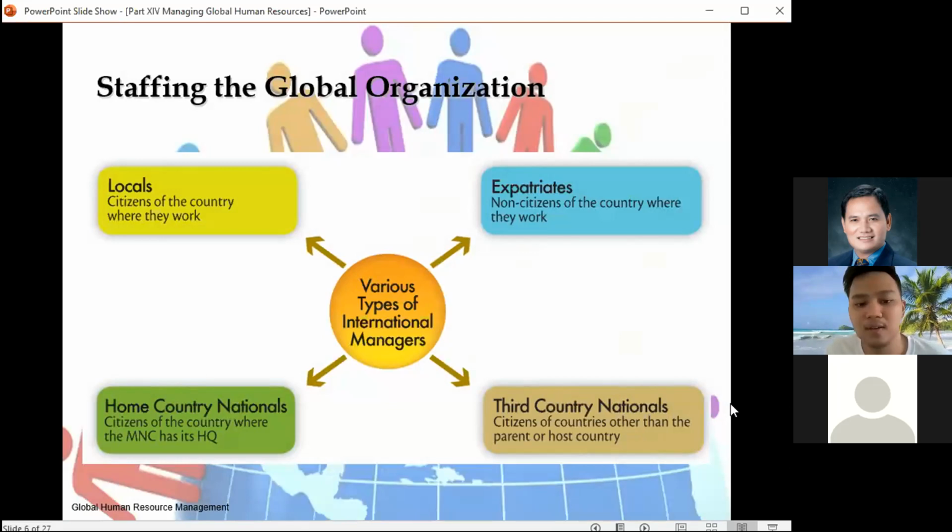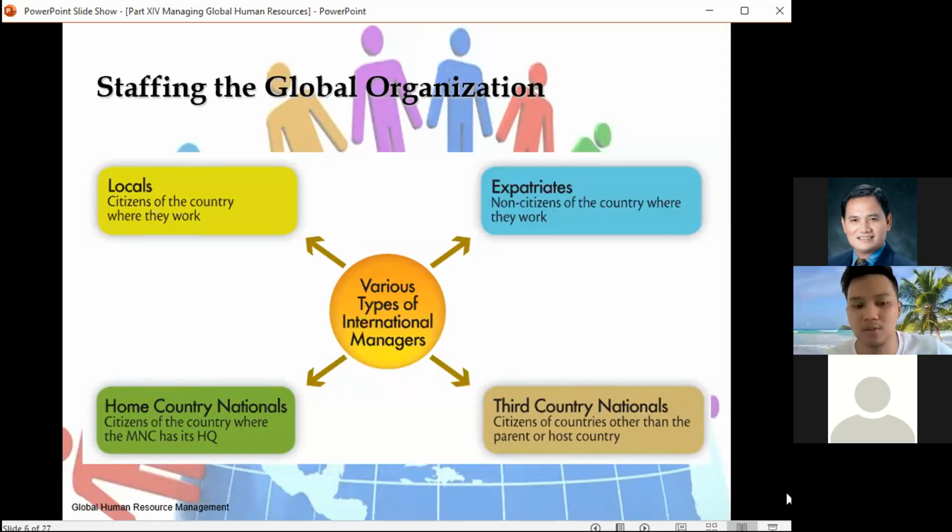Then we have staffing the global organization. Filling the company's jobs abroad has traditionally been the heart of international human resource management. The process involves identifying and selecting the people who will fill the positions, then placing them in those positions. So let's have a look at the different types of employees. First one is locals, or local employees. These are the citizens of the countries where they are working, whereas expatriates are non-citizens of the countries in which they are working. For example, an American working here in the Philippines is called an expat or expatriate.